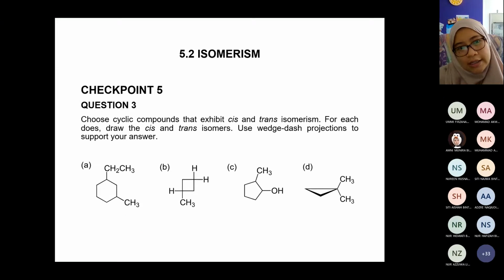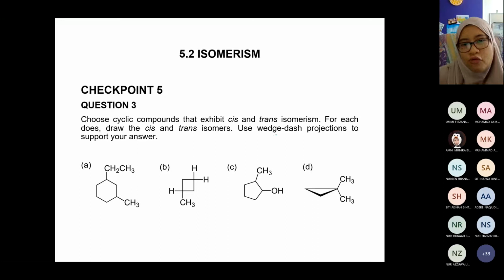Okay, checkpoint 5. Choose cyclic compound that exhibits cis and trans isomerism. These are the cyclic compounds. Again, we can have geometrical isomerism for cyclic compound. Okay, can it either be cis or trans? We can have cis and trans isomers lah. For each dash, draw the cis and trans isomers. Use wedge dash projection to support your answer.